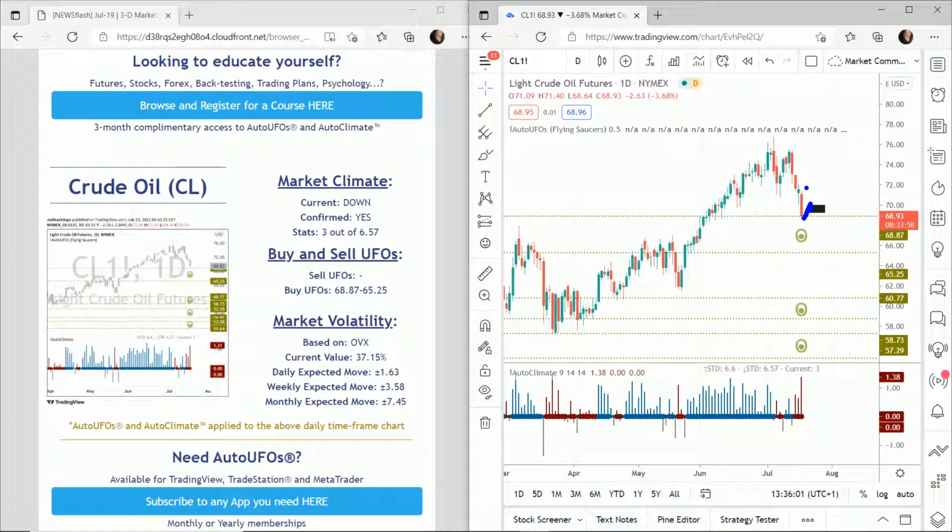We'd expect in a year movement up or down of 37.15%, which means in a day, up or down of 1.63 points, in a week, up or down of 3.58 points, and in a month, up or down of 7.5 points. Okay, next market.